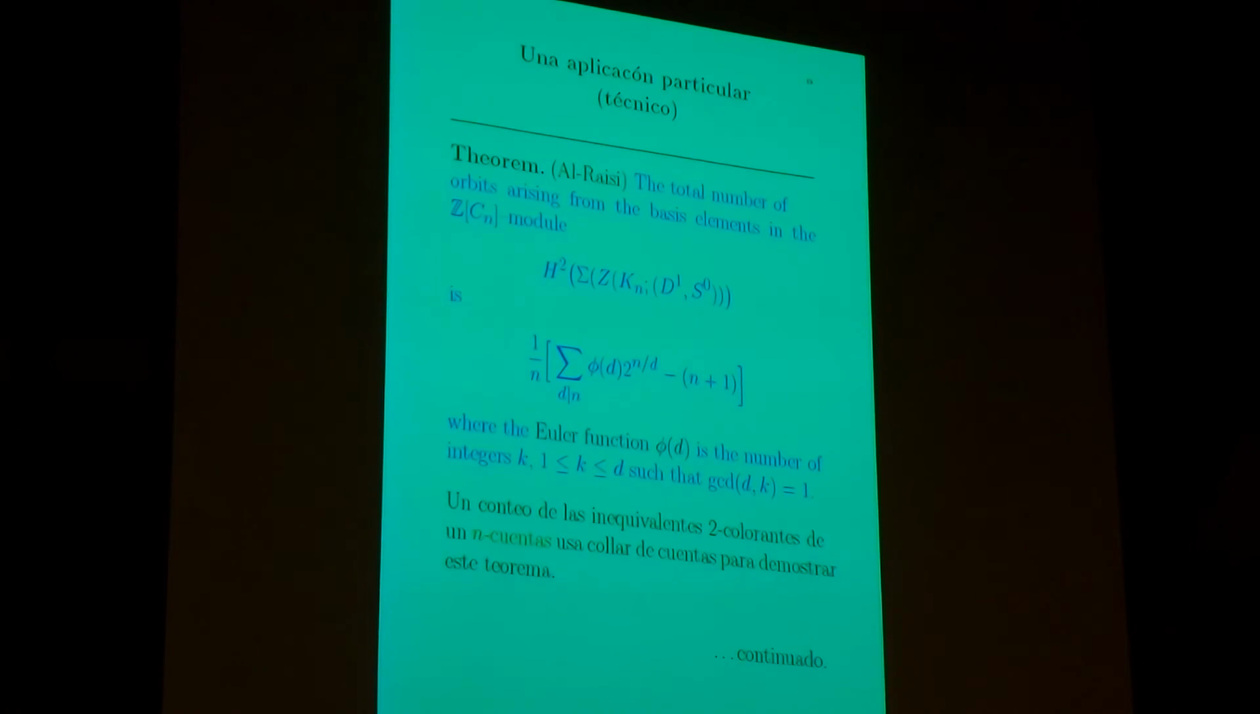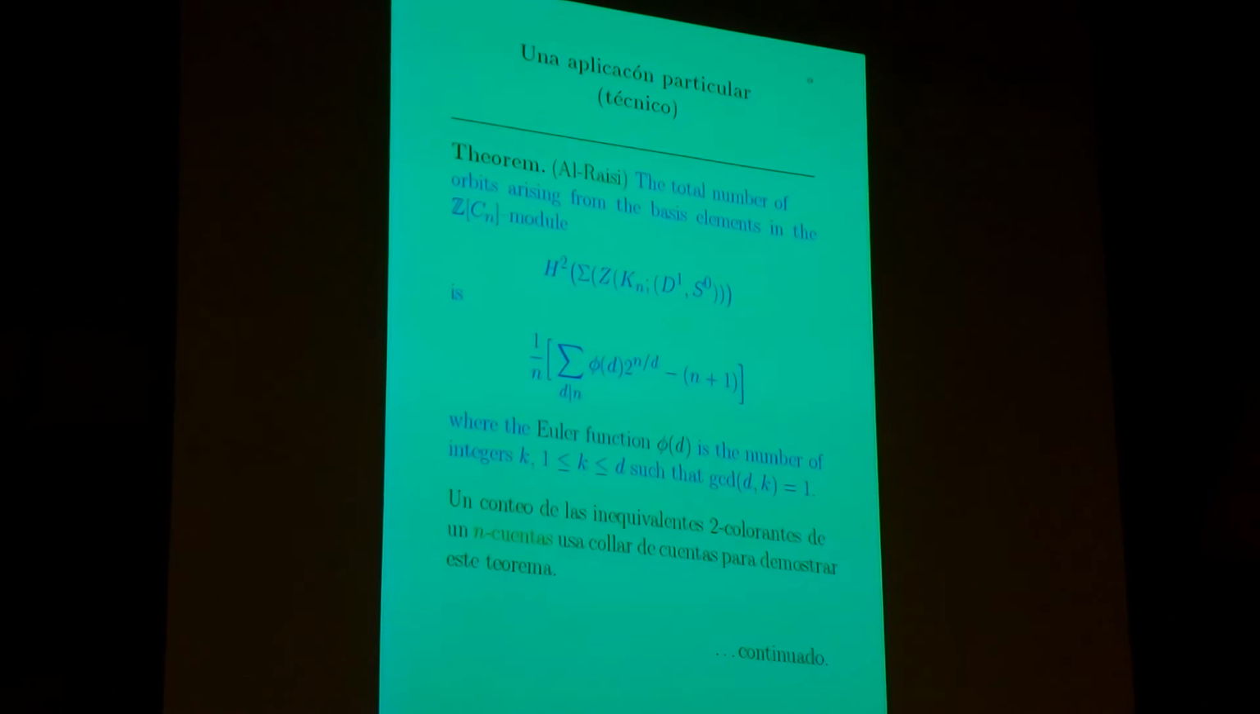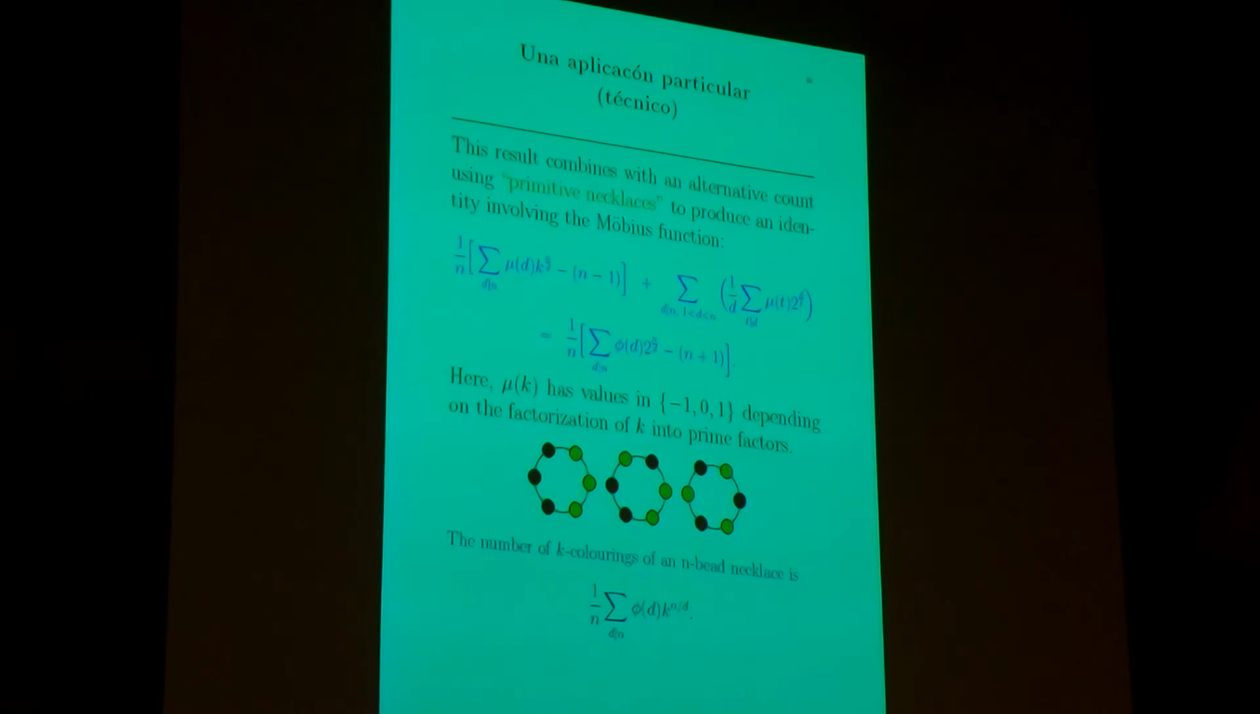Cn is the cyclic group. And he counts these orbits using n-beaded necklaces, two-colored n-beaded necklaces, and he gets a formula involving the Euler phi function. Fair enough. He does another count using primitive necklaces. And this time, if you start counting primitive necklaces, the Mobius function appears. So if you count the same thing two different ways, the answers are equal. And sure enough, he gets this identity between the Mobius function and the Euler phi function.